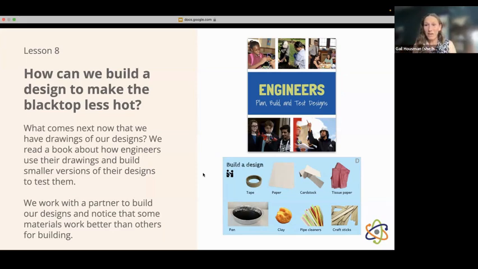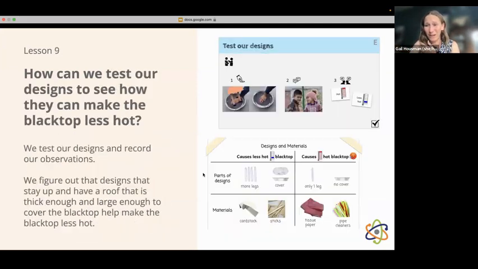So yay, we have our things built in lesson 8. Easy transition into lesson 9, which is like, well, now we want to see if they work, right? So we go outside in lesson 9, we put our designs outside in the sun. We also bring an empty blacktop little pan outside so we can compare and see which designs and materials work the best to keep the blacktop less hot.